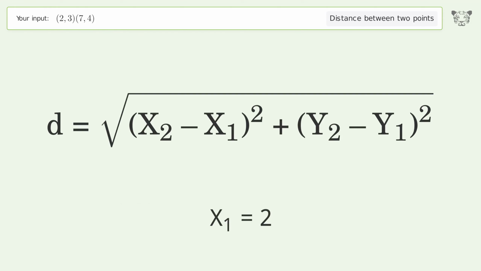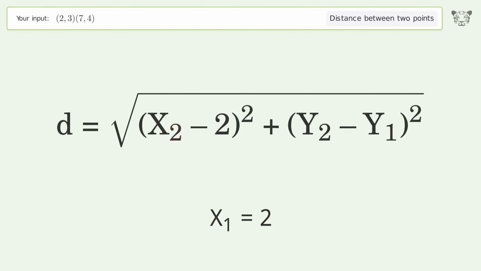x1 equals 2. x2 equals 7. y1 equals 3. y2 equals 4.